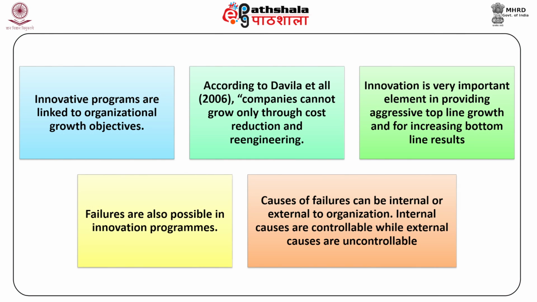Next is the link of innovation with goals and failure of organization. Innovative programs are linked to organizational growth objectives. According to Davila et al., companies cannot grow only through cost reduction and re-engineering. Innovation is a very important element in providing aggressive top line growth and for increasing bottom line results. Failures are also possible in innovation programs. Causes of failures can be internal or external to the organization. Internal causes are controllable while external causes are uncontrollable. The general causes of failures are poor definition of goals, poor team participation, poor alignment of actions, poor communication and access to information, and poor monitoring of results.